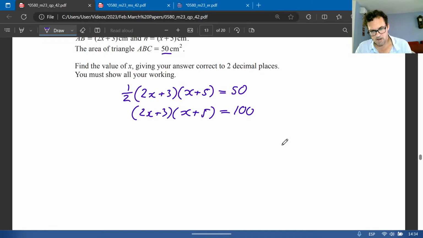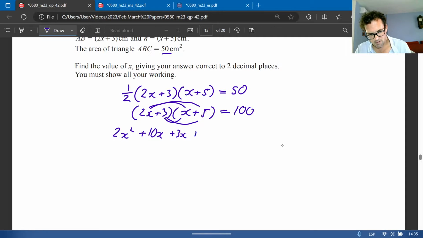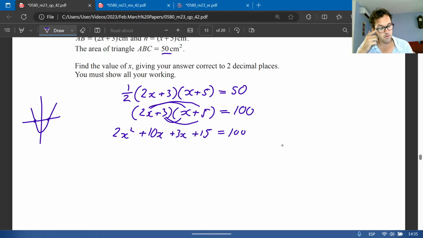Now we can expand the brackets. 2x times x is 2x squared. 2x times 5 is 10x. 3 times x is 3x. And 3 times 5 is 15. Well, we got an x squared there. Now we have to recognize this is a quadratic equation, so we know that we're probably going to end up with two answers, as it gives us a parabola. Because of the x squared, let's just simplify things and move it all to one side.